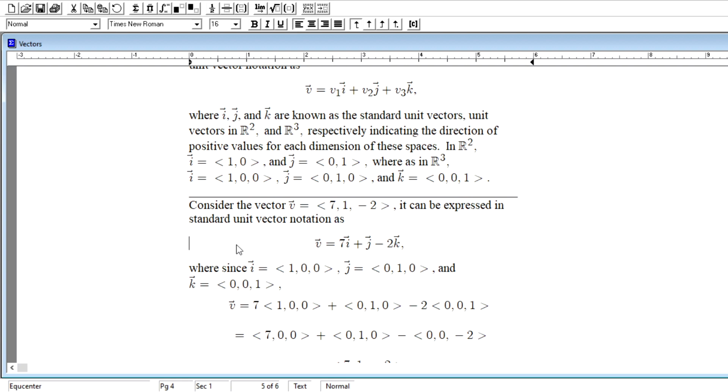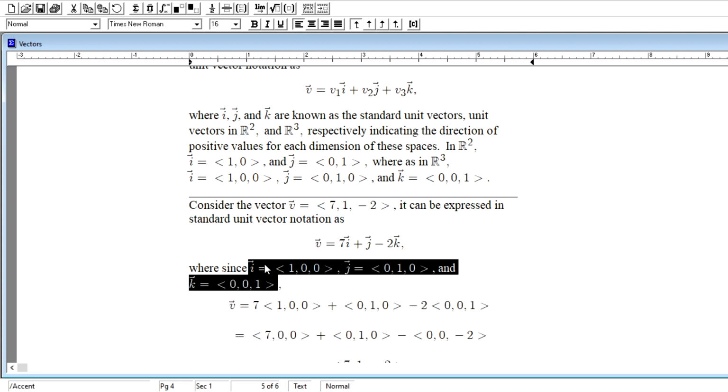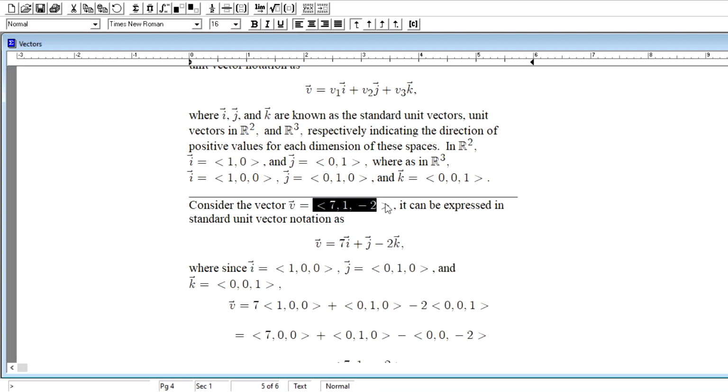Where vectors i, j, and k are the standard unit vectors 1 comma 0 comma 0, 0 comma 1 comma 0, and 0 comma 0 comma 1 respectively, right? These are the standard unit vectors as described in the definition. These are just two different ways we could consider expressing this one vector v bar.